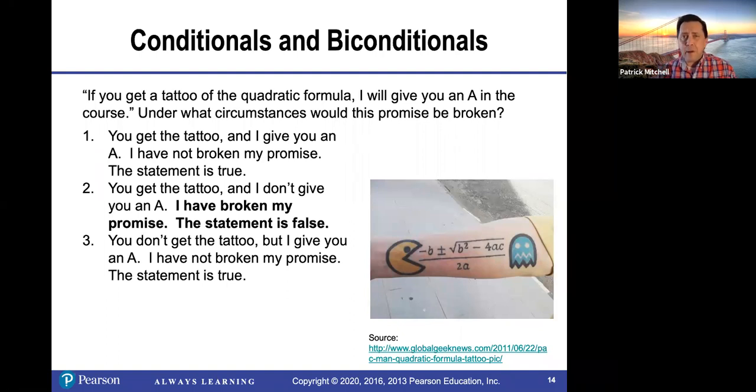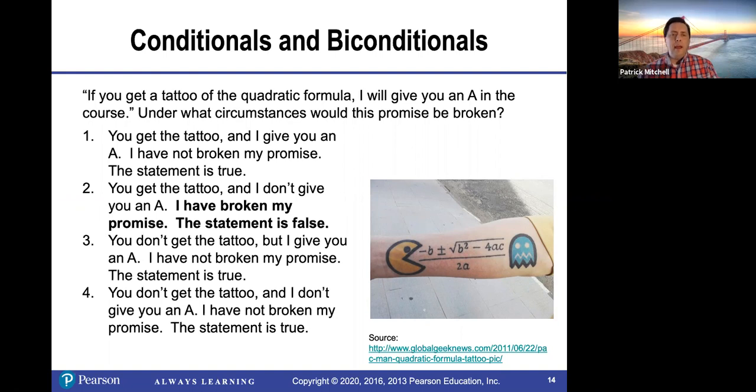You might want to sit with that one for a minute because I admit that's a little weird. And then finally, you don't get the tattoo and I don't give you an A. Again, all bets are off. I have not broken my promise. So there's really only one scenario where I've broken my promise, and that's where the first part of the if-then, the hypothesis, is true, but the second part, the conclusion, is false.